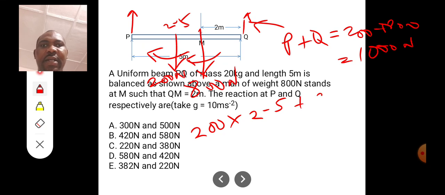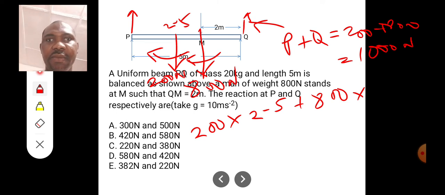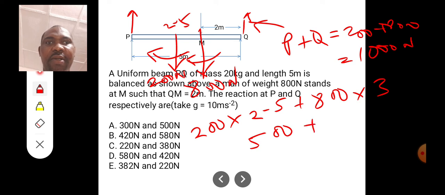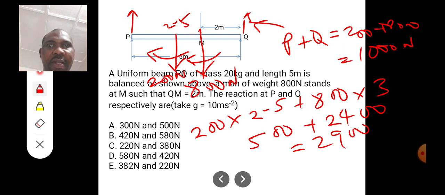Now plus the 800 newtons force is 800 times the distance from the 800 newtons to P. You can see that from the 800 newtons to Q is 2 meters, so that means to P will be 3. So we are going to make it 3. So this is going to give us 500 plus 2400. That will give us 2900. That's the clockwise moment.